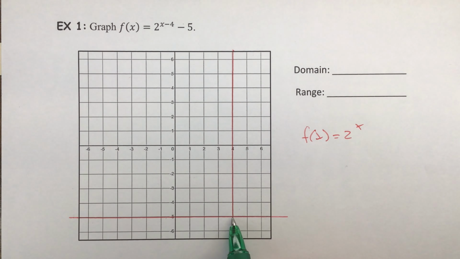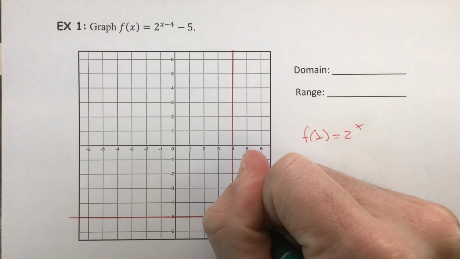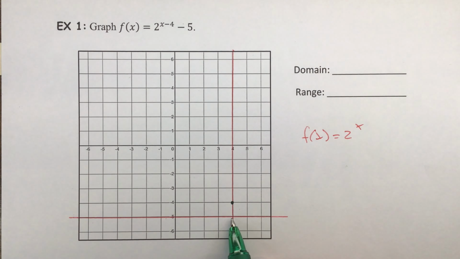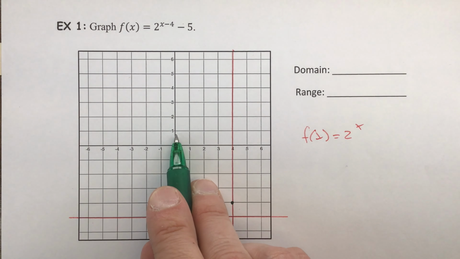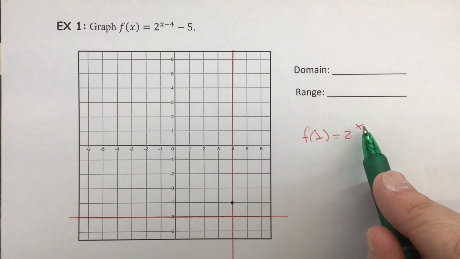Okay, so pretending that this is the origin, for this parent function, I can plot a point here because 2 to the 0 power would be 1. So I'm thinking that this is the coordinate 0, 1, even though it's actually over here. But the shifting is going to move it all the way to this position. Okay, and then after that, I would think about if I plugged in a 1, I would get 2. So I'd go over 1 and up 2.